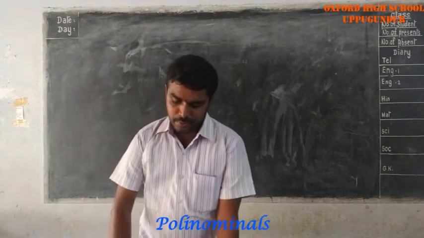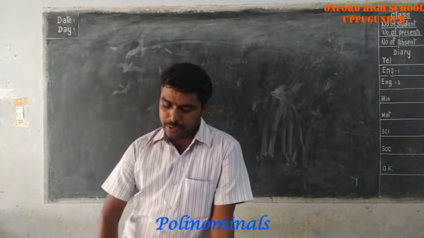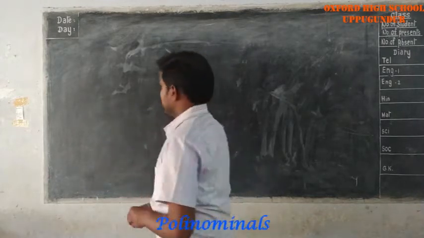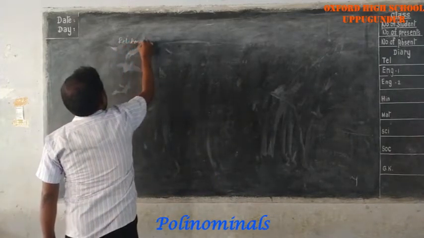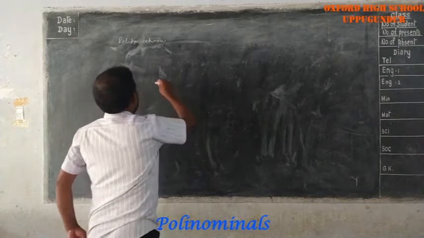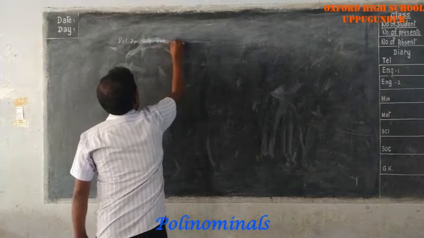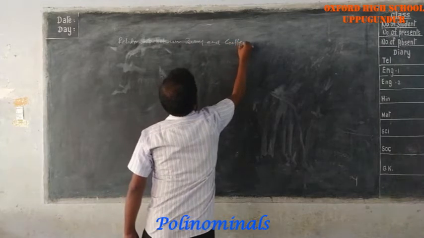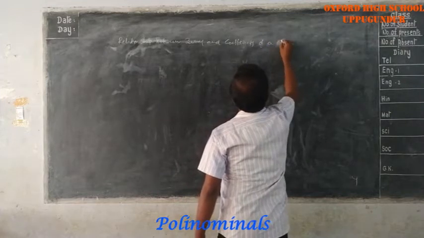Good morning, students. In the previous class, we discussed exercise 3.2 in polynomials. Today, we will discuss the relationship between zeros and coefficients of a quadratic polynomial.